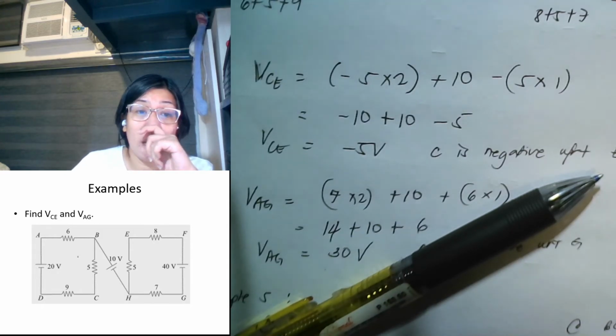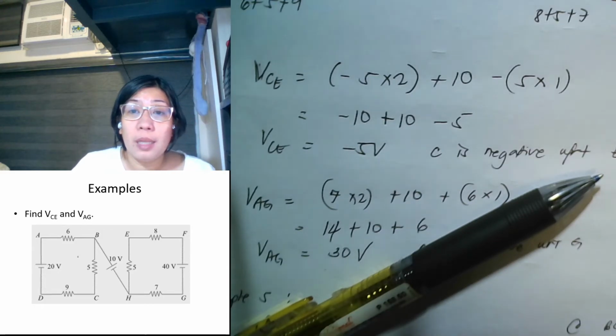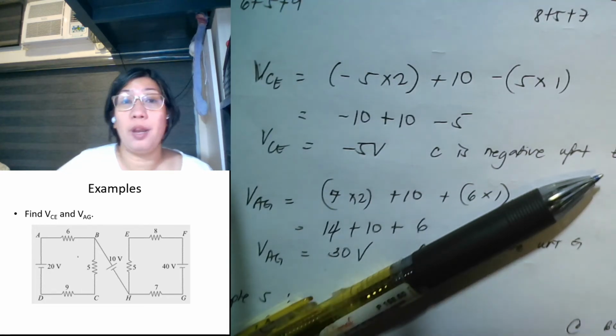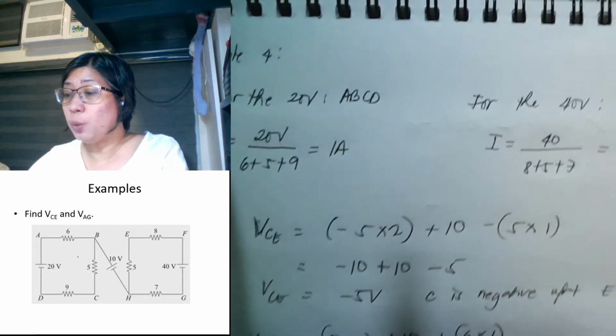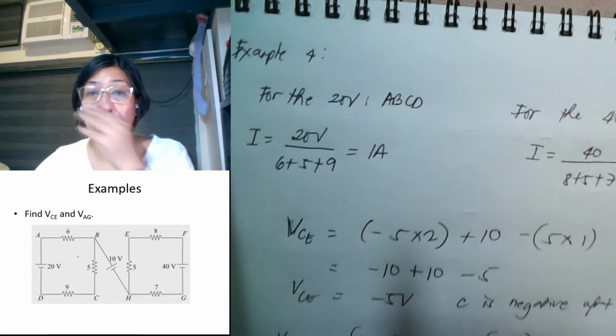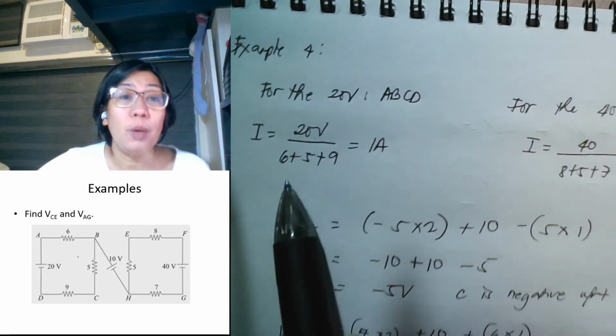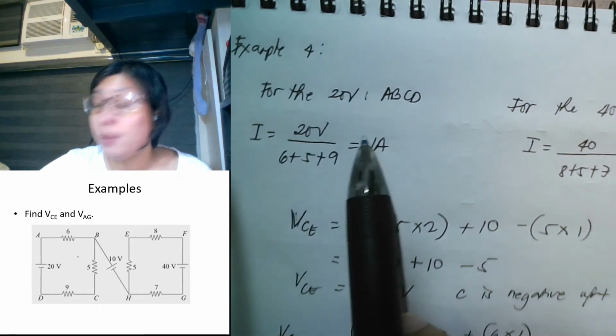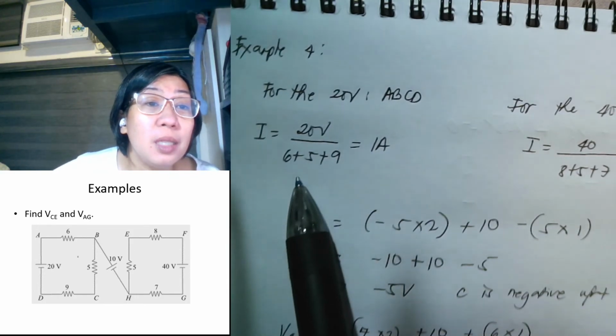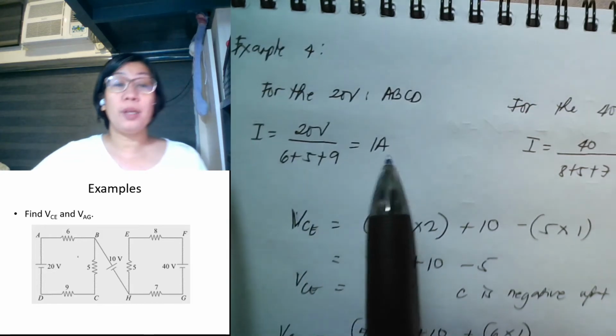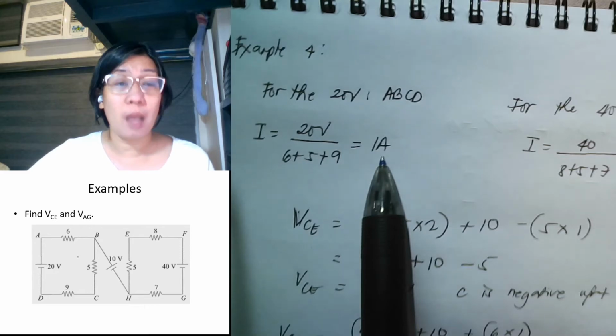And then we can say that this is positive because it is greater. So 20 is greater than 10 here. Okay? So if we're going to do that, let us look at the solution here. So for the 20 volts, that is A, B, C, and D. So your current there is 20 divided by the resistors there, that is 6 plus 5 plus 9. So for the 20 volts, the answer is 1 ampere.